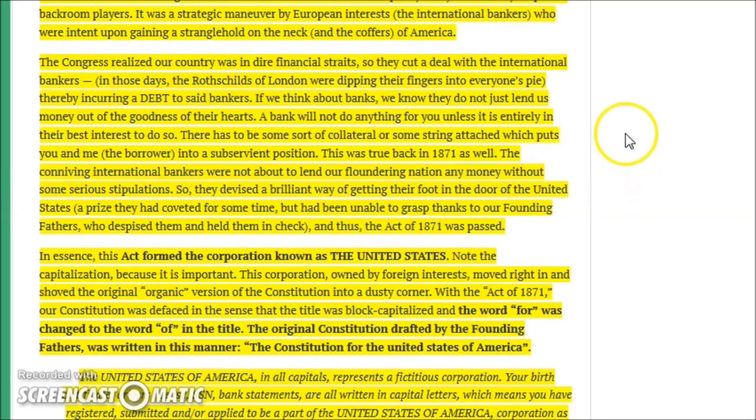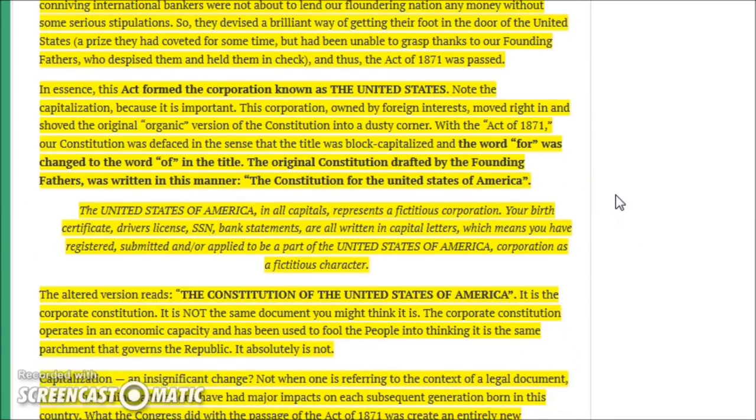The Rothschilds of London were dipping their fingers into the pie, incurring debt to bankers. A bank will not do anything unless it's entirely in their best interest to do so. So they basically went and created this act with the treasonous Congress's complicity. And what they did in 1871, it was defaced in the sense that the title was block capitalized and the word "for" was changed to the word "of" in the title. So instead of United States for America, it became UNITED STATES OF AMERICA, all in capital letters.